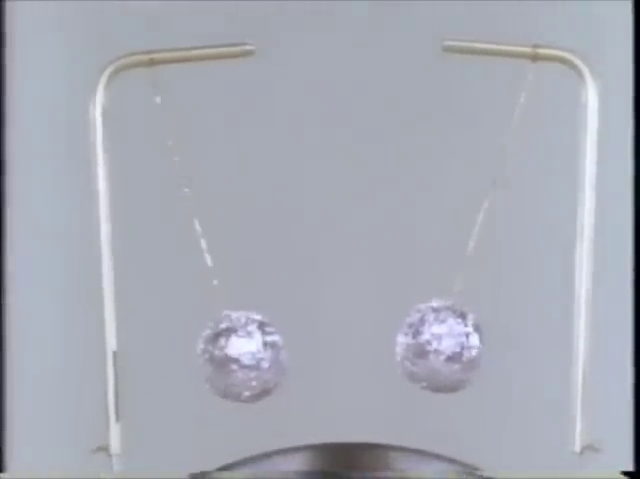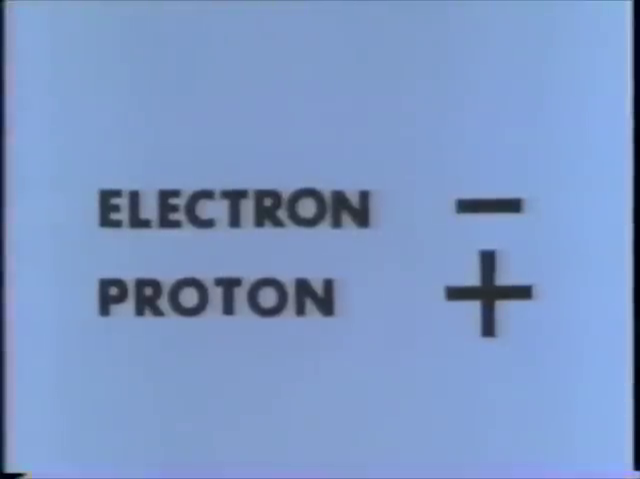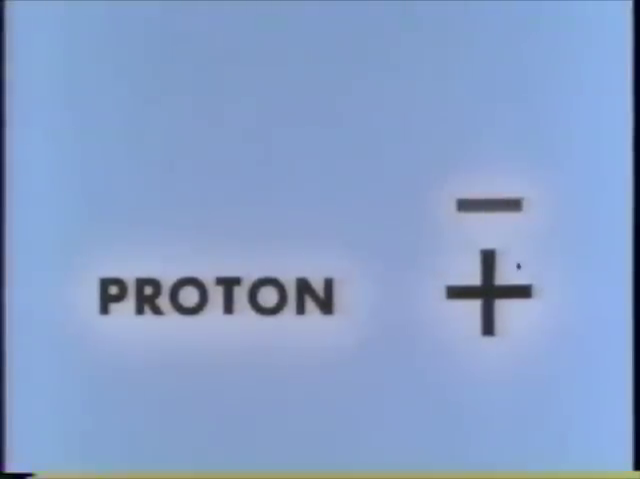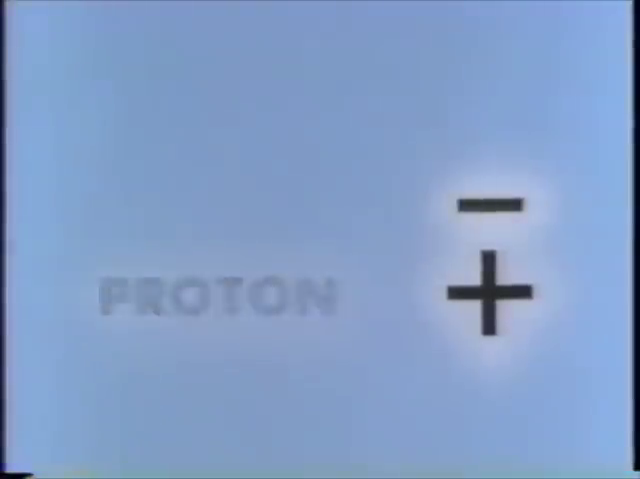We explain these attractions and repulsions by using the electron and proton model of matter. Electrons, represented here by a minus sign, and protons, represented here by a plus sign, are present in all matter. We represent the many billions of electrons and protons contained in one of our spheres with these few symbols.